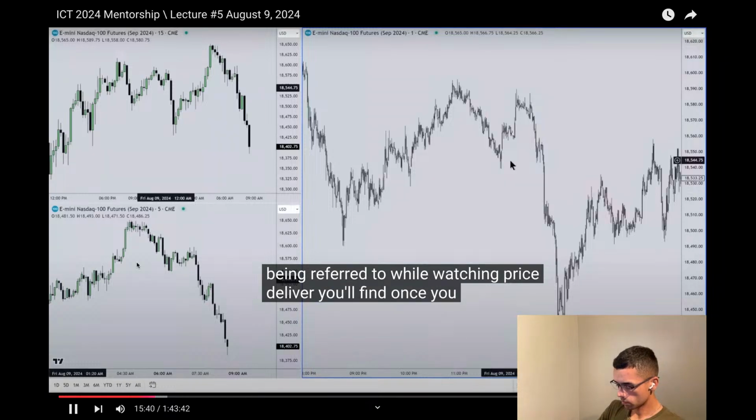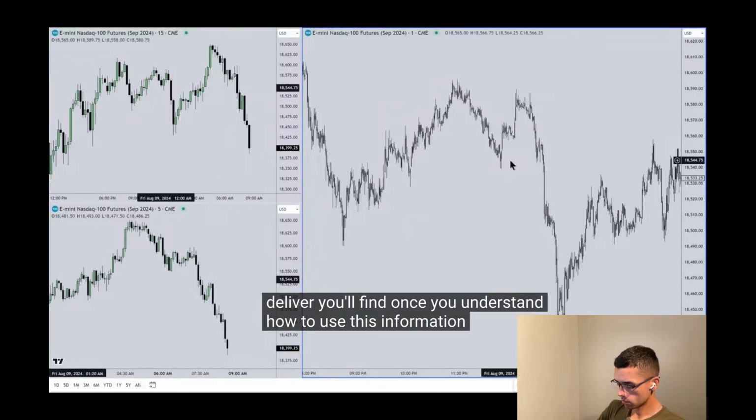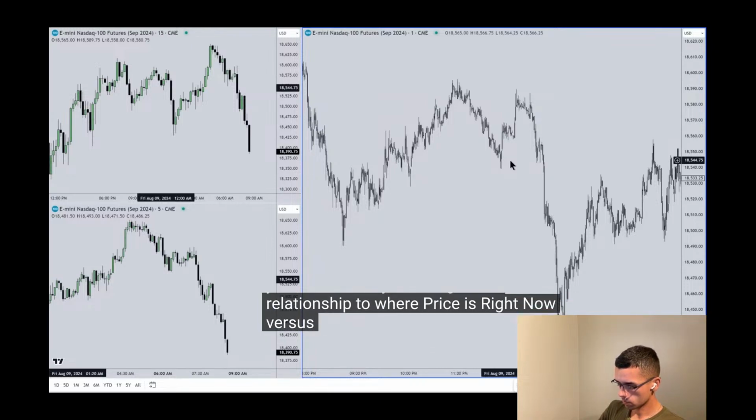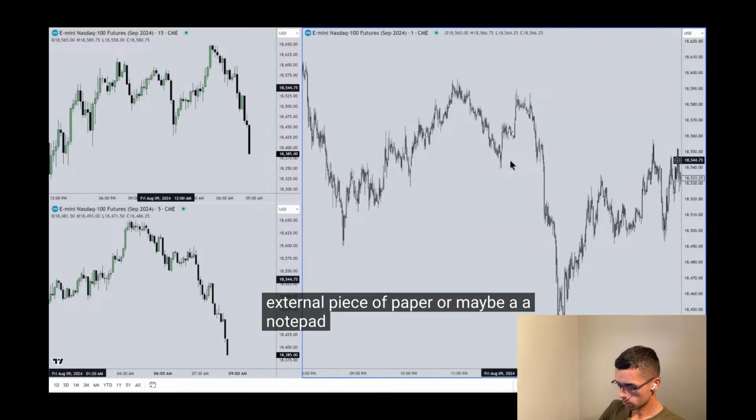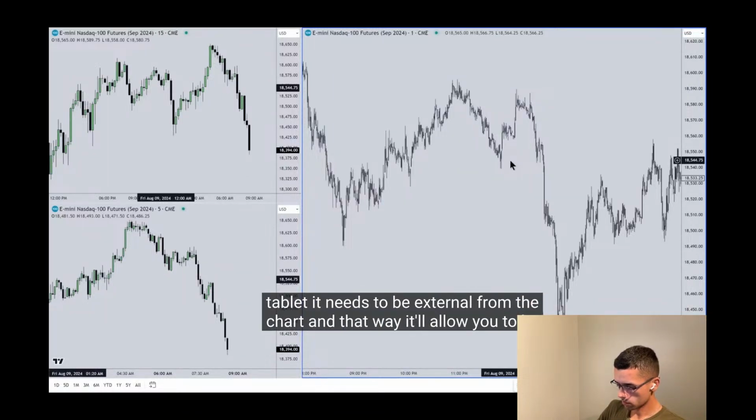You'll find once you understand how to use this information, and by having them on a notepad next to you, and you're constantly referring to the relationship to where price is right now versus them on an external piece of paper or maybe a tablet. It needs to be external from the chart, and that way it'll allow you to be flexible.